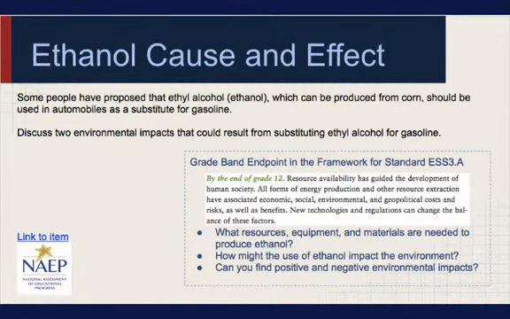Some people have proposed that ethyl alcohol, or ethanol, which can be produced from corn, should be used in automobiles as a substitute for gasoline. Discuss 2 environmental impacts that could result from substituting ethyl alcohol for gasoline. Students need to be able to address the difference between renewable and non-renewable resources. Is corn a renewable or non-renewable resource?